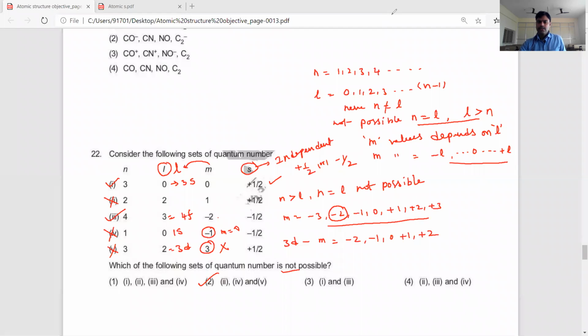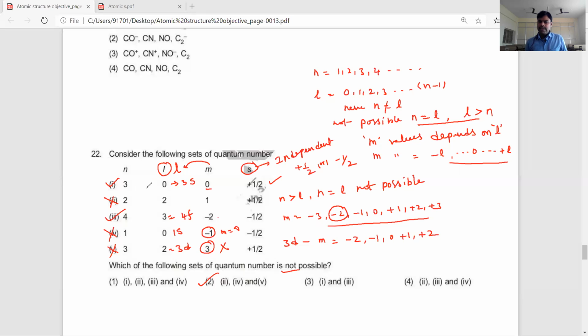Okay. Next. In the same way, m is equal to 0. For an s orbital, the m value depends on L. If L is equal to 0, there is only one m value present, that is 0. s may be plus half or minus half. It's correct.